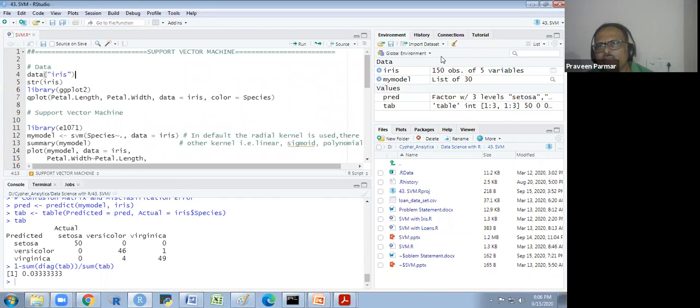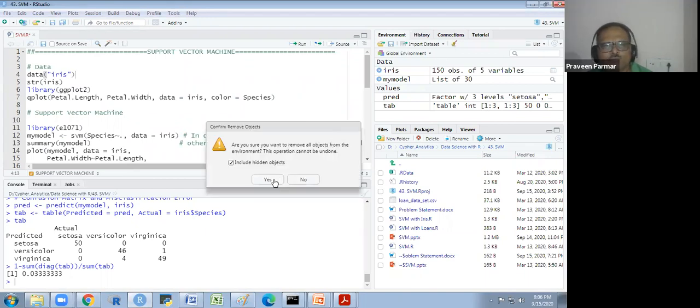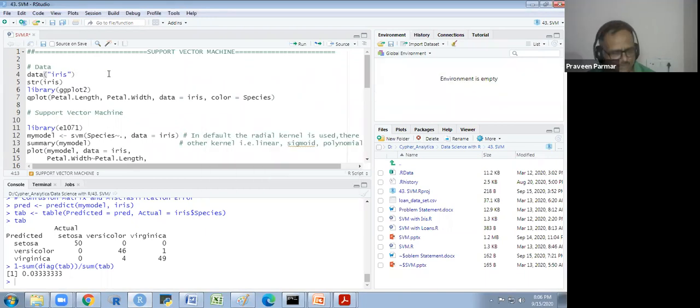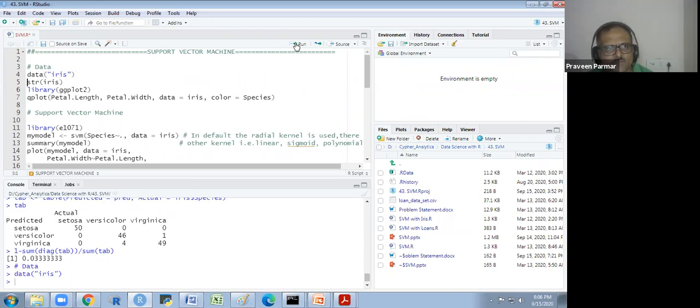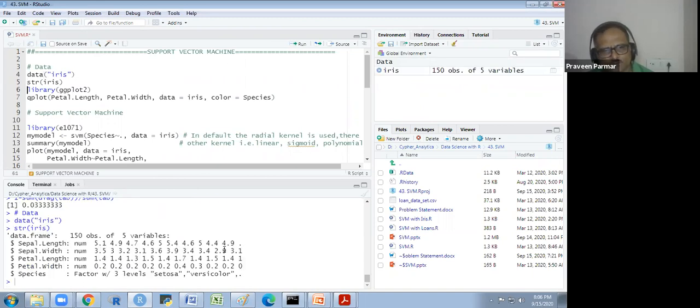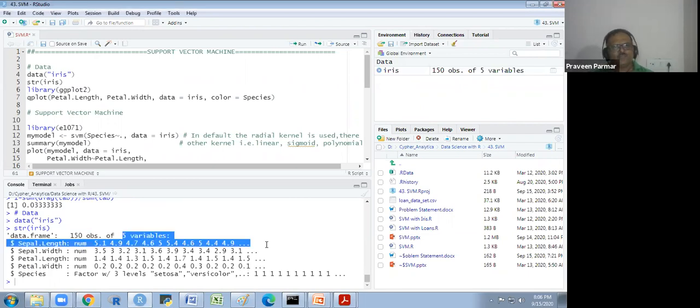So I am using the iris data. I think most of you already know that there are 3 species. So I am not explaining the data, I just show you the structure of the data. We have 150 observations and 5 variables: sepal length, sepal width, petal length, petal width, and the species. We have 3 levels: setosa, versicolor, and virginica.